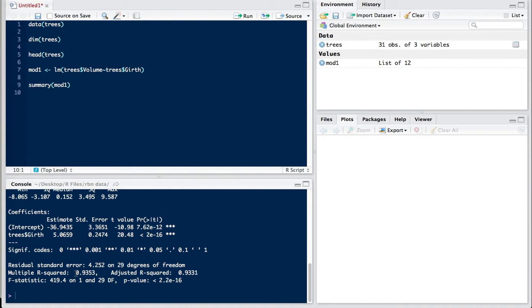If you can predict exactly your response variable based on the predictor variable, then your multiple R squared would be 1. And here we can see that our R squared is pretty close to 1. So we actually have a very powerful relationship here, that almost 94% of the variation in volume can be explained just by knowing the girth of the tree.